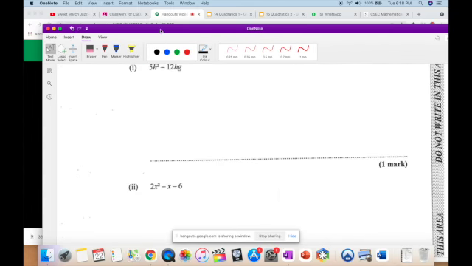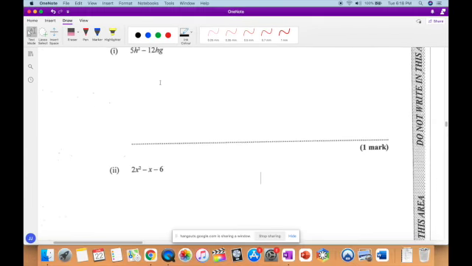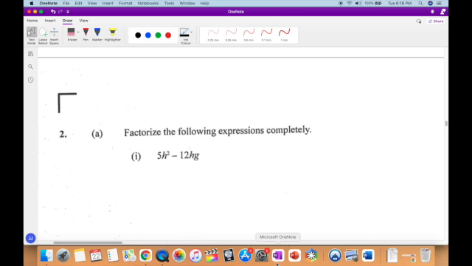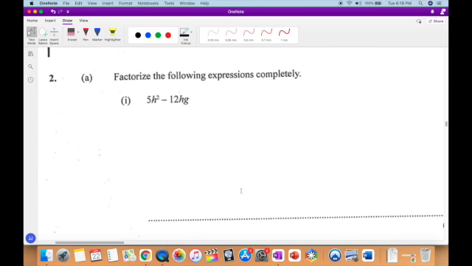Alright. So as I say, this paper 2, I'm just going to breeze through the solutions for this, right? Factorize the following expression completely. Well, I have to look at what is common.